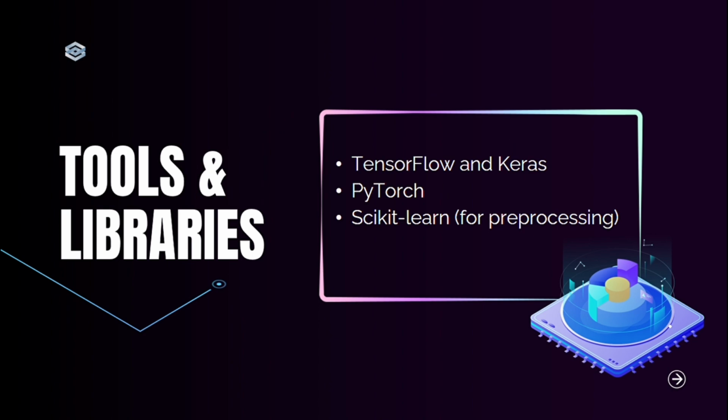And here are the tools and libraries. This part is very important to implement deep learning models and structures. There are tools and libraries like TensorFlow, Keras, PyTorch, and Scikit-learn for preprocessing. These tools and libraries are used for implementing deep learning and machine learning models.